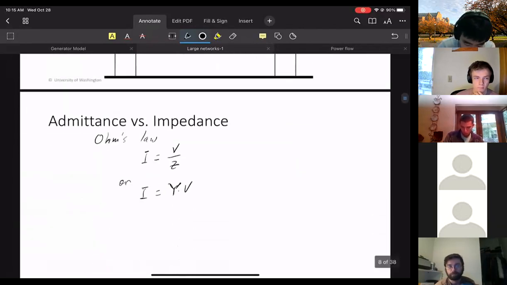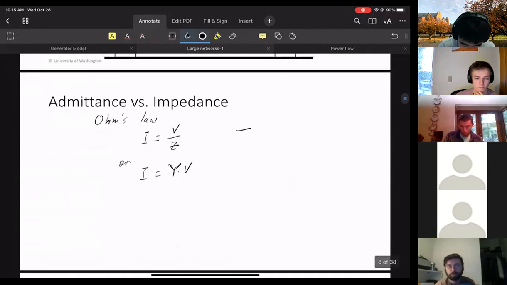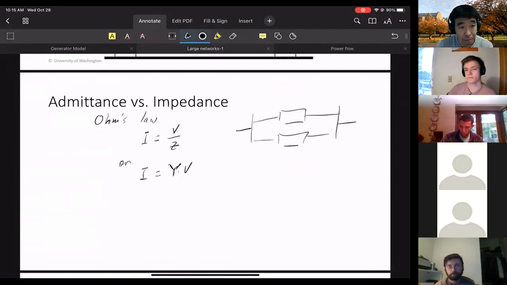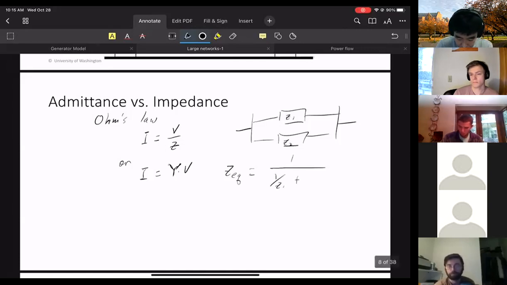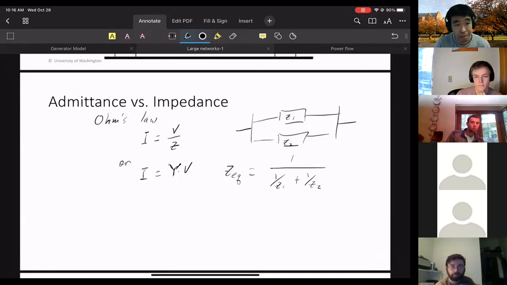So when you have two things in parallel, let's say you have Z1, Z2. The equivalent impedance is 1 over Z1 plus 1 over Z2, right? This is the calculation for equivalent impedance. This is a bad equation, okay? This has too many reciprocals. We don't like this equation because it has way too many reciprocals. I need to invert it and invert again. So not easy to use.